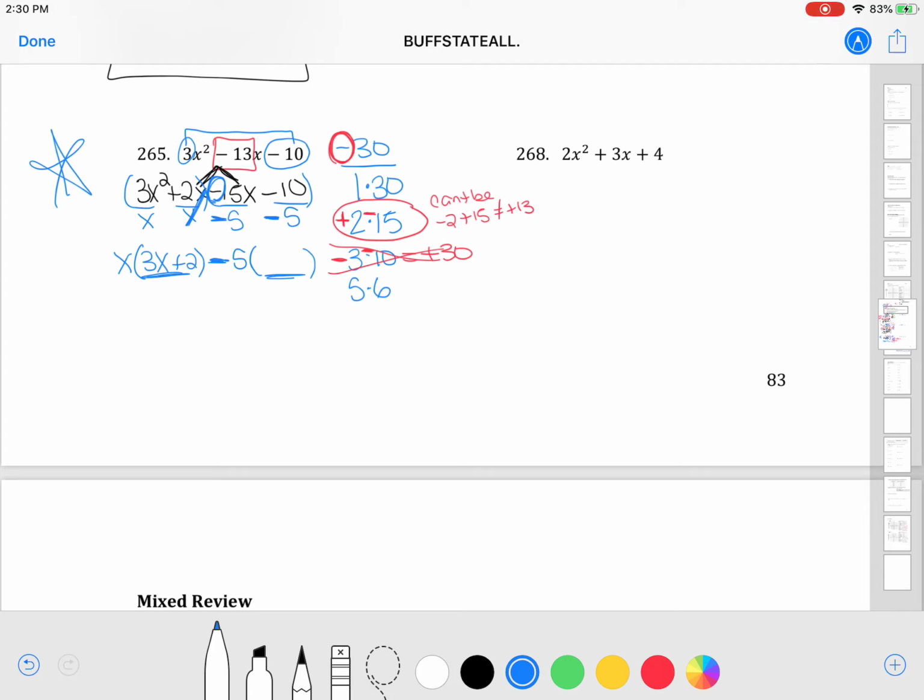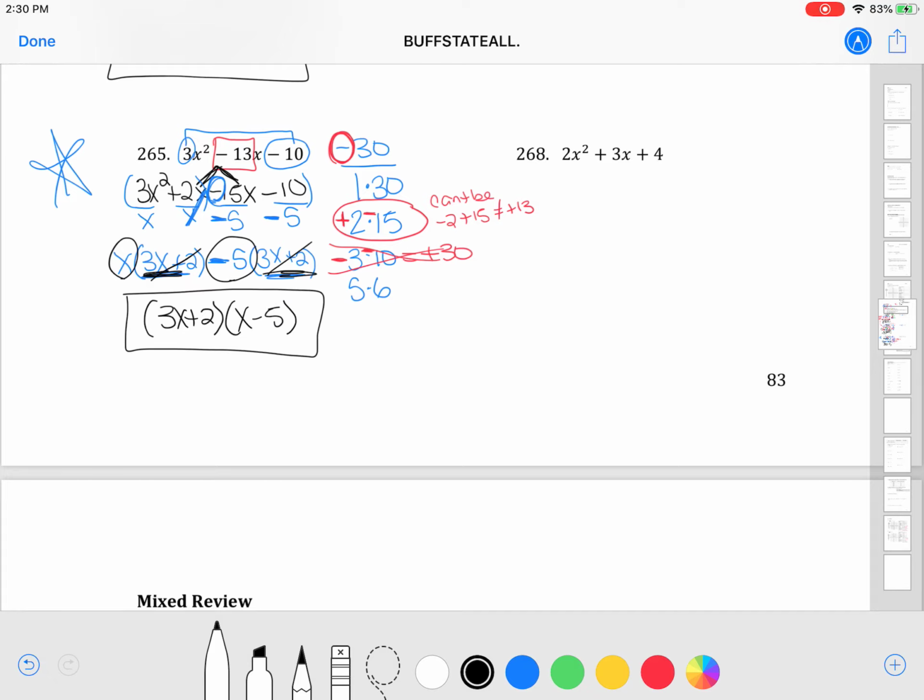So negative 15x divided by negative 5 is a positive 3x, which is perfect. And then negative 10 divided by negative 5 is a positive 2, and we are good to go. These match up exactly how I needed them to. Once they match up, I bring down the 3x plus 2, gone. Then your other factor is going to be putting together those two GCFs, or what's left, x minus 5.